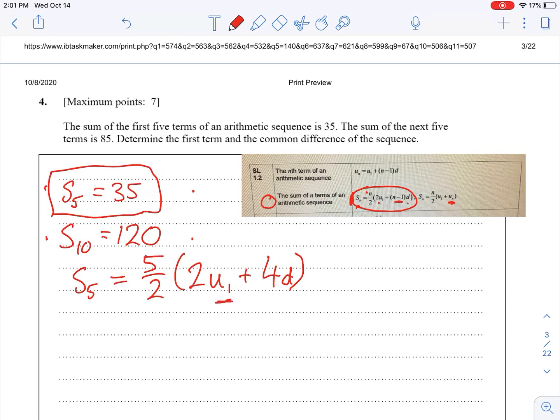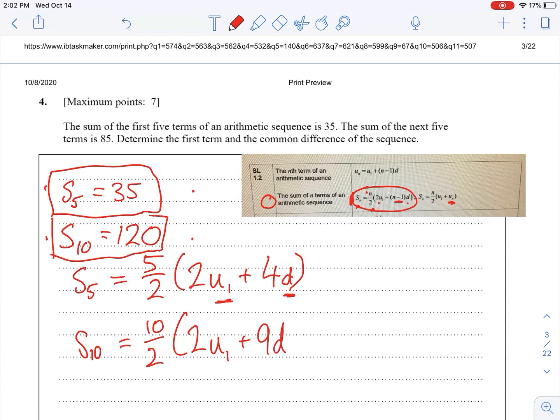Now, it still has 2 unknowns, u1 and d. So I'm going to need to form a second equation, and that's where this information is going to be really helpful. So the sum of the first 10 terms, substitute them in here again. There's n is 10. Then I've got 2u1 plus, and n minus 1 is going to be 9 this time. There we go. So now I've got 2 equations, and I should be able to use those to form some simultaneous equations that I can solve.